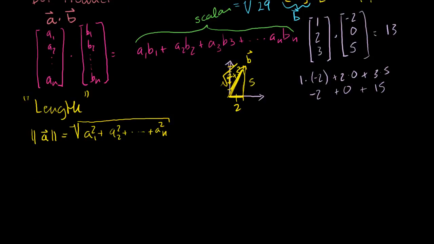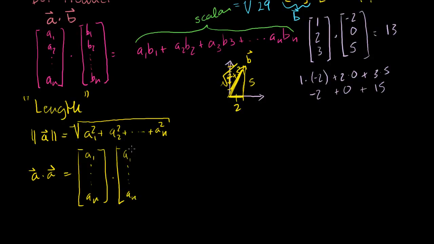Well, what happens if I dot A with itself? What is A dot A? That's equal to, I'll just write it out again, A1 all the way down to AN, dotted with A1 all the way down to AN. Well, that's equal to A1 times A1, which is A1 squared, plus A2 times A2, which is A2 squared, all the way down to AN times AN, which is AN squared. Well, what's this? This is the same thing as what you see under the radical. These two things are equivalent.